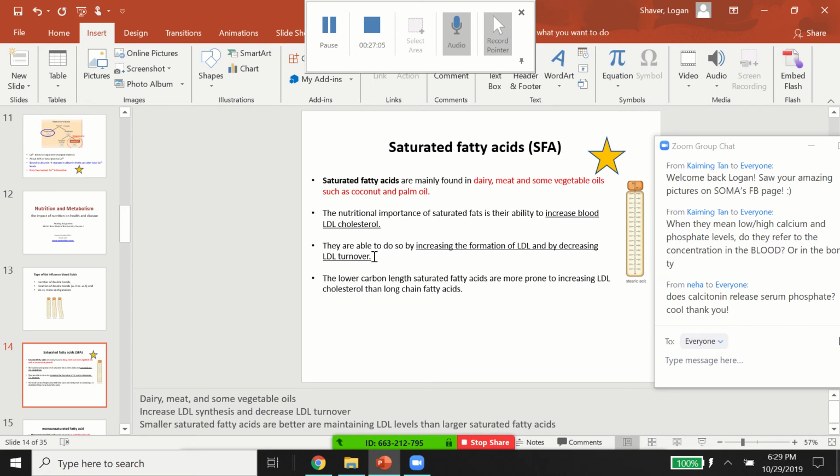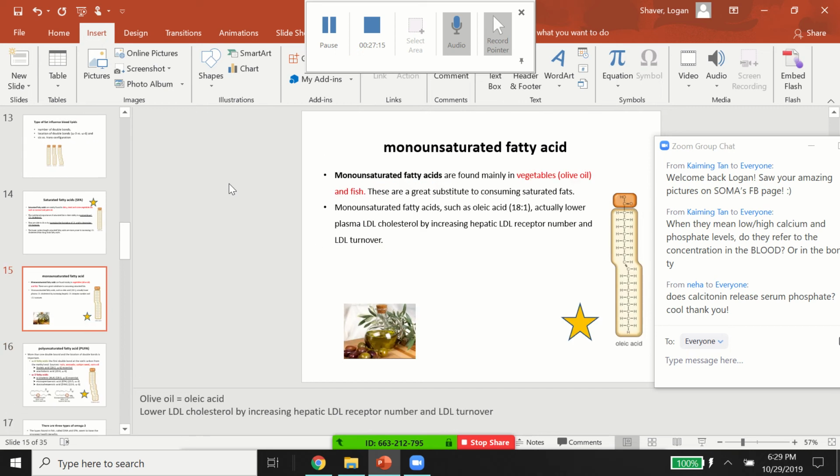Okay. Lower carbon length, I don't think that's all that important. The things that are important here are what's in red and what's underlined. So that last one's more of an FYI type thing.